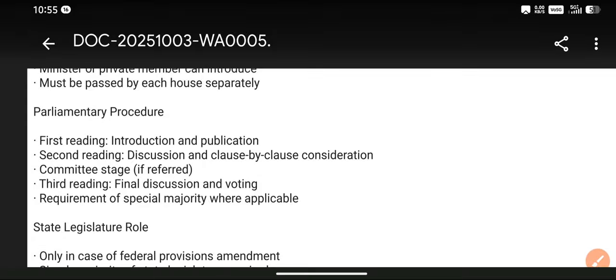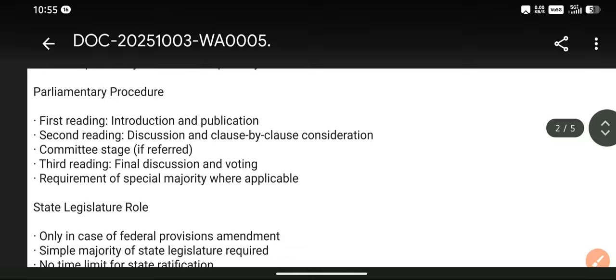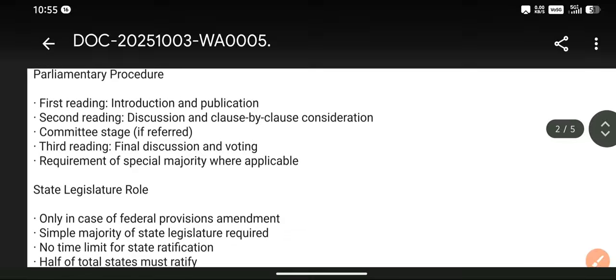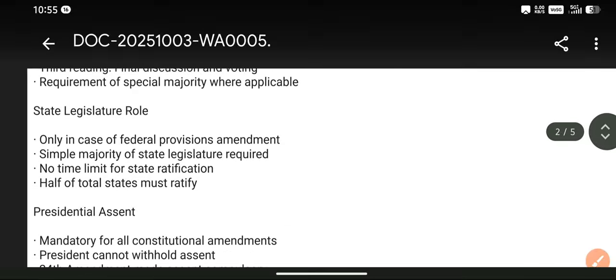Parliamentary procedure. First reading, introduction and publication. Second reading, discussion and clause by clause consideration. Committee stage if referred. Third reading, final discussion and voting. Requirement of a special majority where applicable.